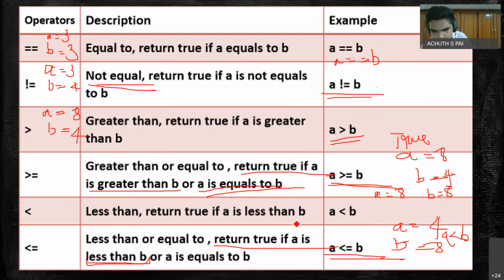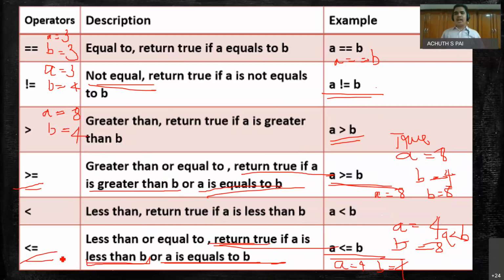hence it returns true. And we can take another example where A is equal to 4 and B is also equal to 4. Then even then we will get true because there is another clause in this operator which tells us return true if A is equal to B. So we can use it for two operations simultaneously. This one and this one.